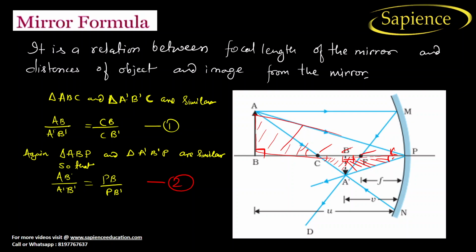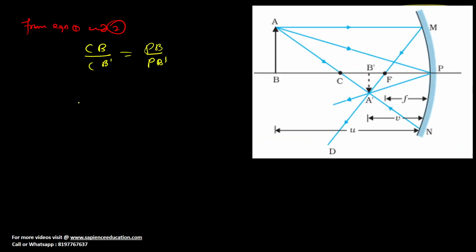Now by using these two equations, from equation 1 and 2 we can get, let us see, CB by CB dash is equal to PB by PB dash. From the back side you can observe, because AB by A dash B dash are both equal, definitely these will be equal, so that's why I have equated this.